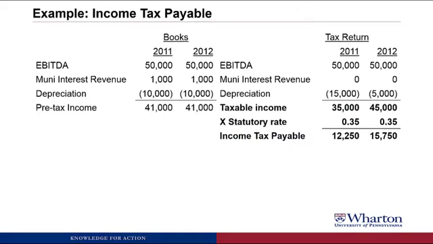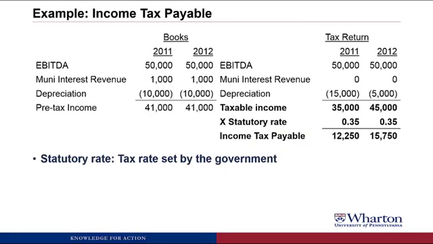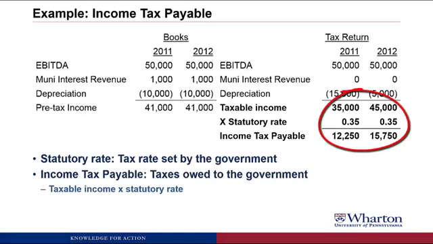Once we have taxable income, we can calculate income tax payable, which is the money that we owe the government in taxes. So we take taxable income times the statutory tax rate. When we say the statutory tax rate, that's the tax rate set by the government. So whatever the government dictates the tax rate is for corporations. In the US right now, the tax rate for corporations is 35%. So if this was a US company, you would take taxable income times the statutory rate to get income taxes payable. These are the taxes that you owe to the government.